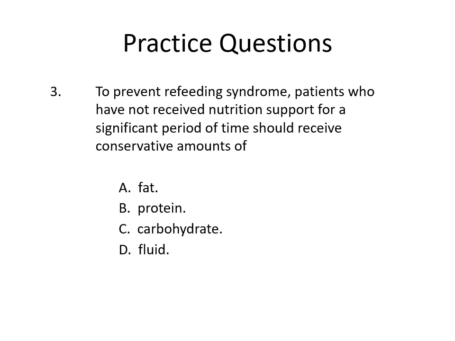Question 3. To prevent refeeding syndrome, patients who have not received nutrition support for a significant period of time should receive conservative amounts of, and so again, this is answer choice C, carbohydrate, where again, it's that transition from ketones back to using glucose and carbohydrate as our primary fuel source. That transition and that requirement of electrolytes and micronutrients is going to cause that shift in refeeding syndrome. So again, we need to keep an eye on and be conservative with the carbohydrate intake.